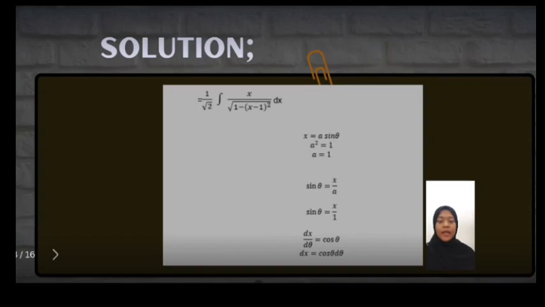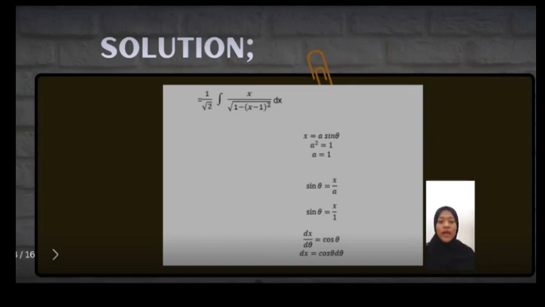When we already have a squared and x squared, we can conclude from the appendix that a squared minus x squared corresponds to x equal to a sine theta. Since a squared is equal to 1, a is 1. So if we want to look for sine theta, we will get x over a.